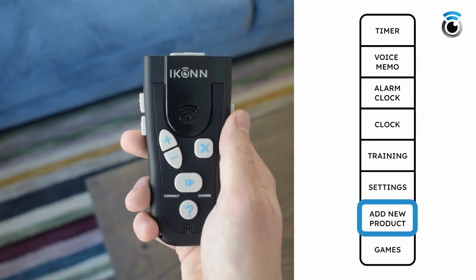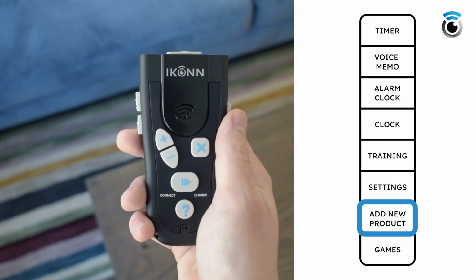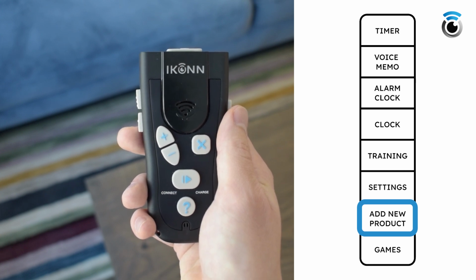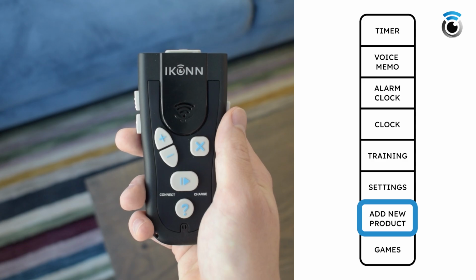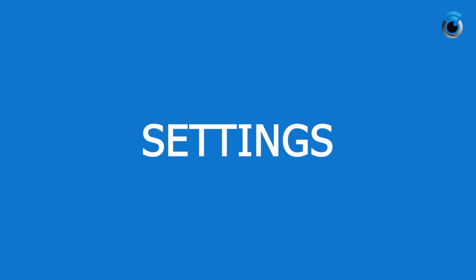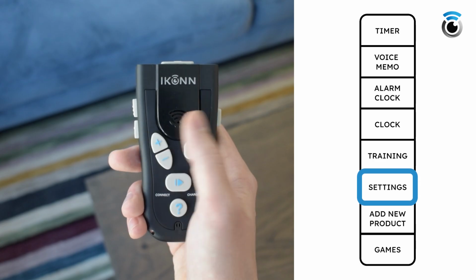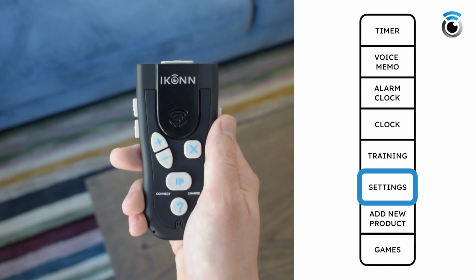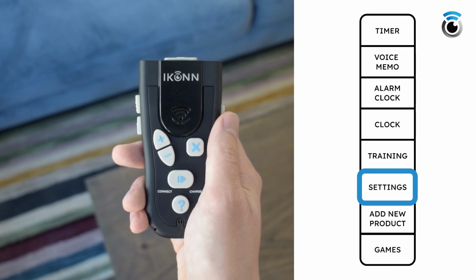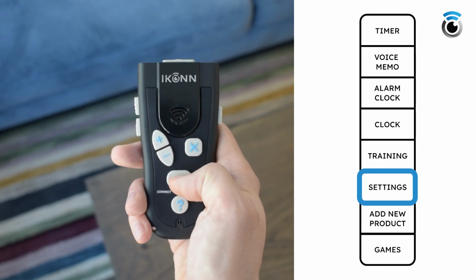Add new product. Add new product function connects your IKONN controller to other compatible devices. This functionality will be covered in detail in the video on compatible devices. Settings. There is a settings entry which allows you to set and customize various aspects of your IKONN controller.